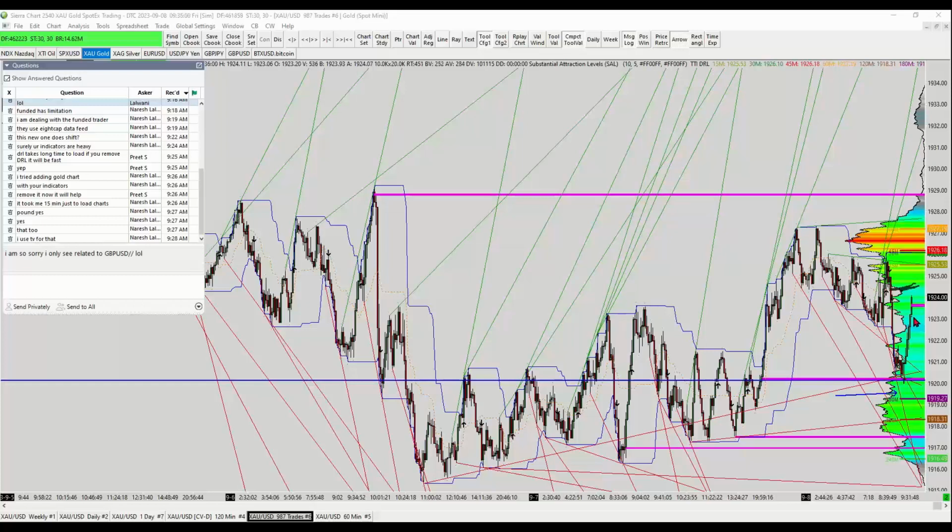Okay? So this pressure is adding, so it might push it lower. So you have to be aware of these levels. What do you see in front of you here?